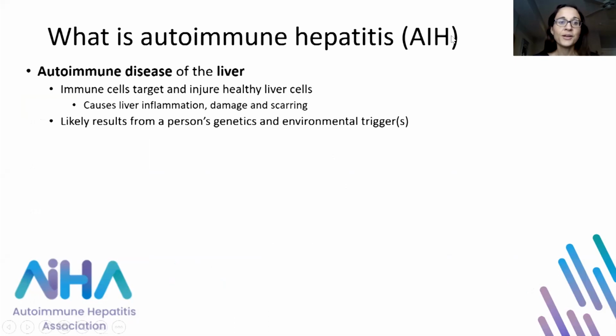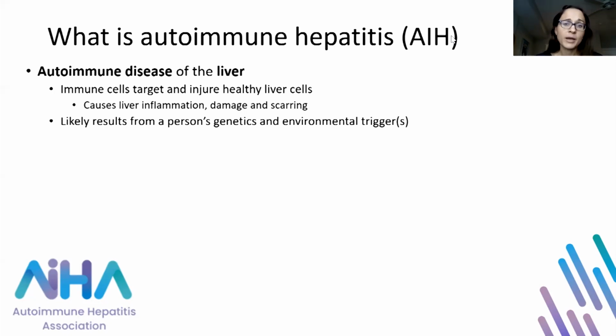All right, so first of all, I think one of the more important questions is, what is autoimmune hepatitis? Autoimmune hepatitis is an autoimmune disease of the liver. The way I explain it to my own patients is, for some reason, your immune cells decide to target and injure your healthy liver cells. This causes liver inflammation, damage, and over time, some scar tissue to form in the liver.